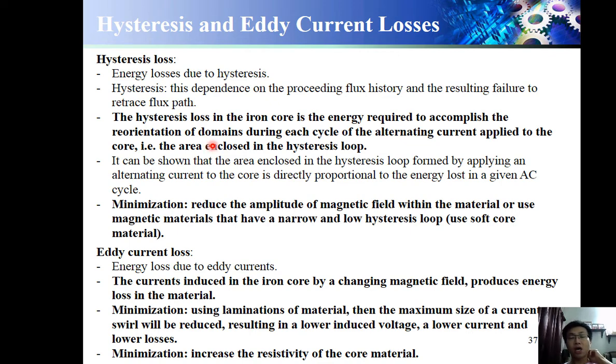During each cycle of the alternating current applied to the core, in short, it is the area enclosed in the hysteresis loop. It can be shown that the area enclosed in the hysteresis loop formed by applying an AC to the core is directly proportional to the energy loss in a given AC cycle. How to minimize it? We reduce the amplitude of the magnetic field within the material, or use magnetic material that has a narrow, low hysteresis loop. For example, use soft core material.